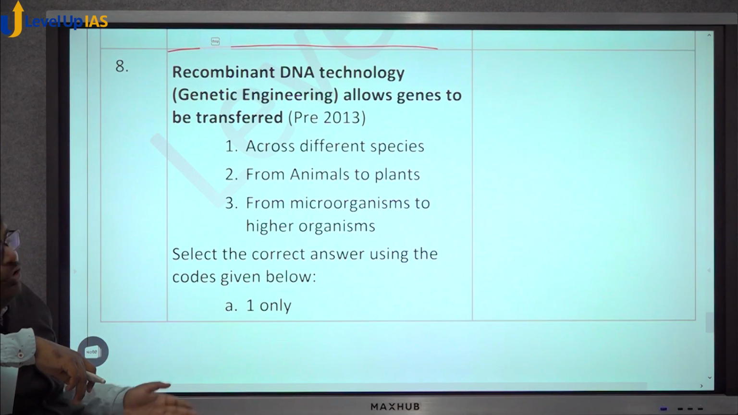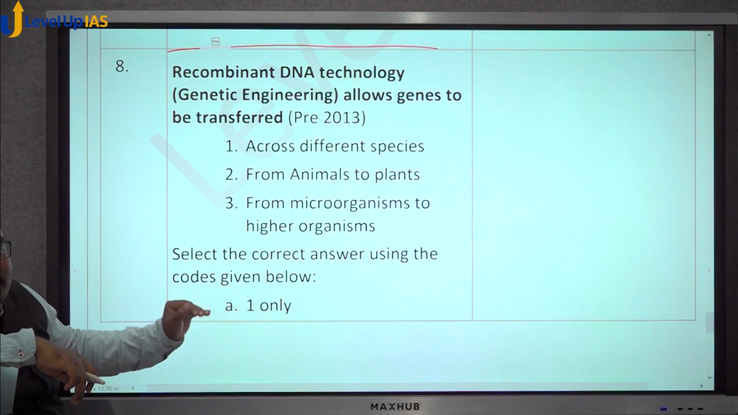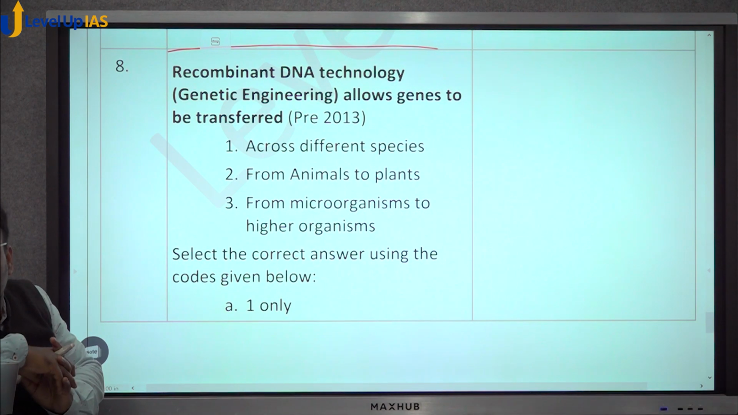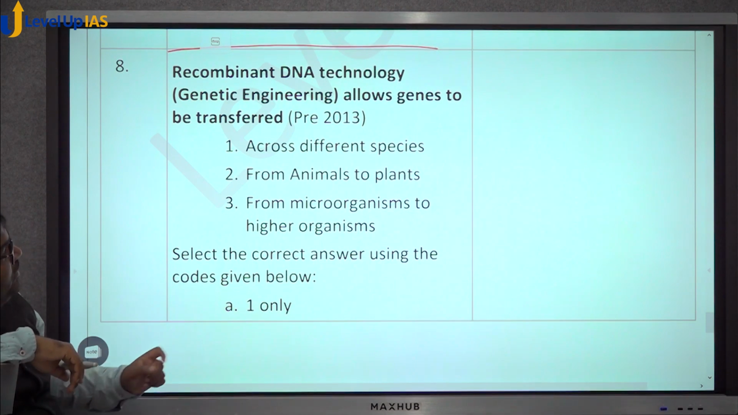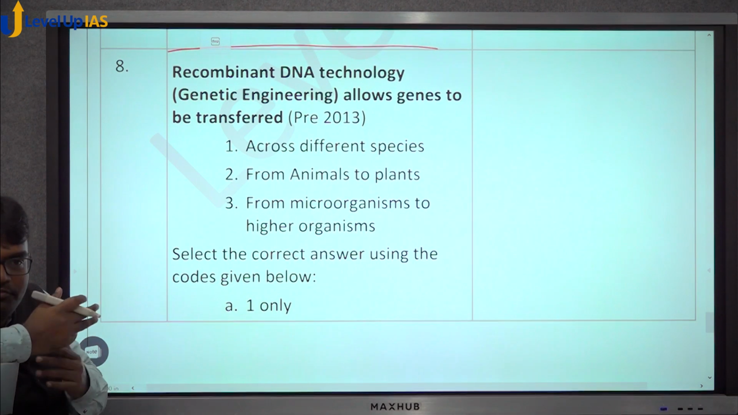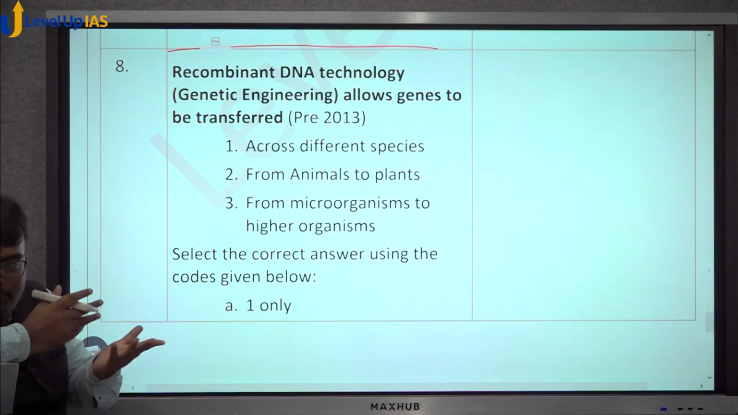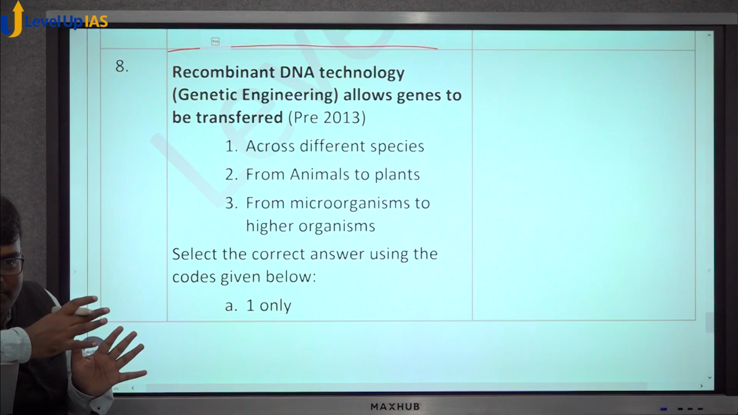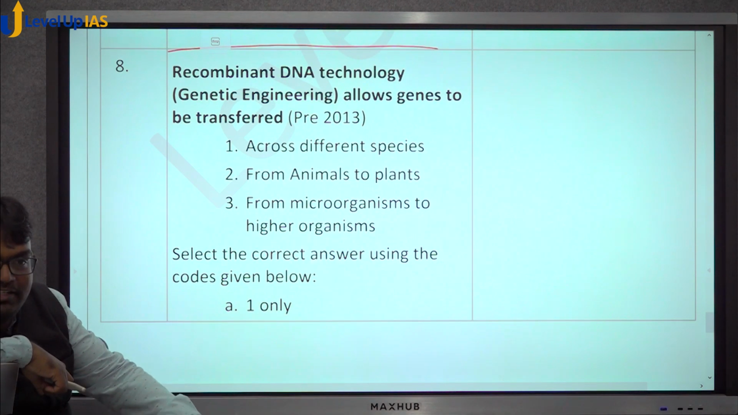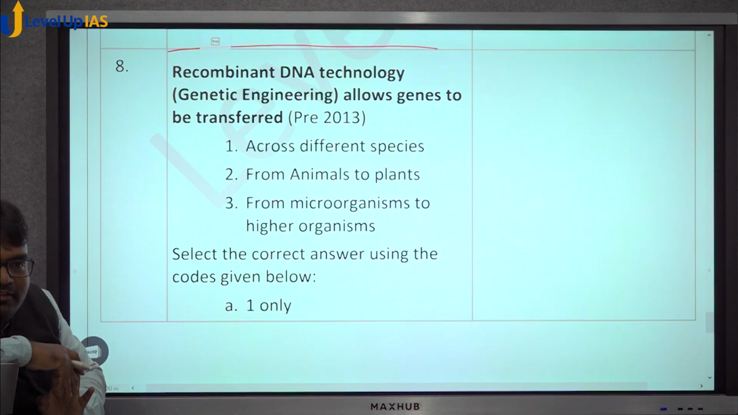Recombinant DNA technology or genetic engineering allows genes to be transferred. Between whom does it allow gene transfer? Okay, Kapish will say, across different species. Is gene transfer allowed across different species? Santosh sir and Golden Langur, we're different species, no? No, we're same species. But gene transfer is allowed. Bacteria and plant, gene transfer is allowed, yes. From animals to plants?